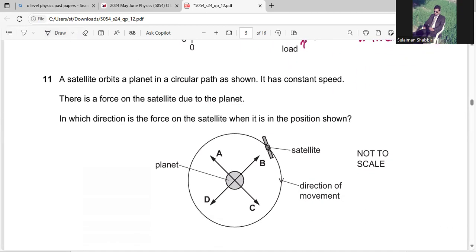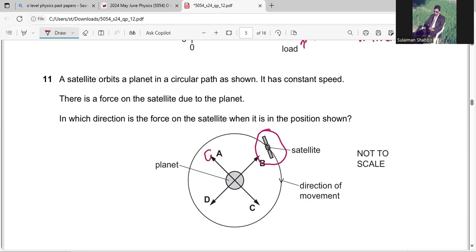A satellite orbits the planet in a circular path as shown. It has constant speed. There is a force on the satellite due to the planet. In which direction is the force on the satellite when it is in the position shown? The satellite is moving here. The force is always directed towards the center when it is moving on a circular path in circular motion.